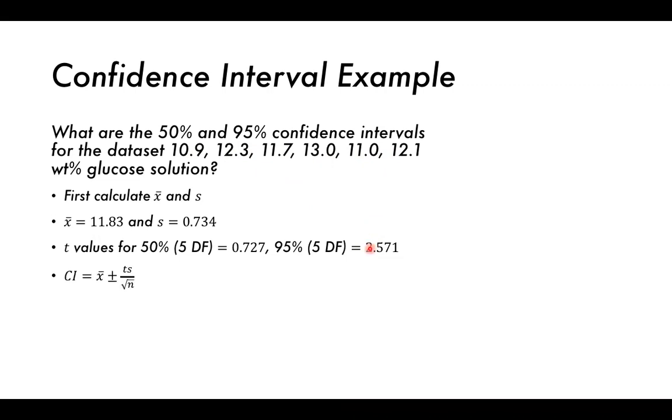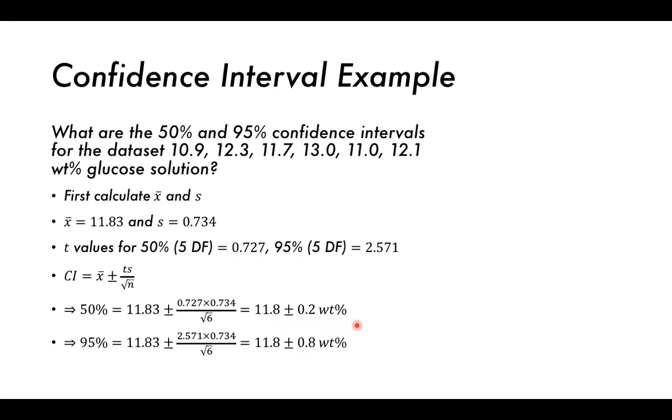Our confidence interval then is going to be the mean plus or minus ts over the square root of n. Now we have all of the values that we need in order to calculate. For a 50% confidence interval, we have the mean, which is 11.83, plus or minus this ts over the square root of n term. T is taken from the table, it's 0.727, times the standard deviation, which is 0.734, all over the square root of n, where n is 6 because there are 6 data points in our data set. And that's going to be equal to 11.8 plus or minus 0.2 weight percent.